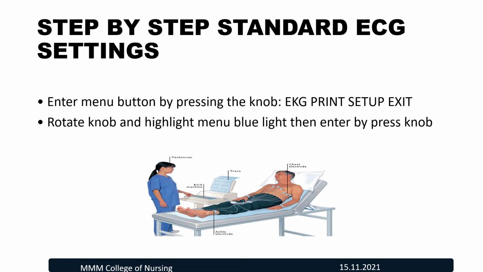Here we will see the standard ECG settings step by step. Enter the menu by pressing the knob. Here we can see the print setup and exit. Then rotate the knob and highlight the menu in blue light. Then enter by pressing the knob.